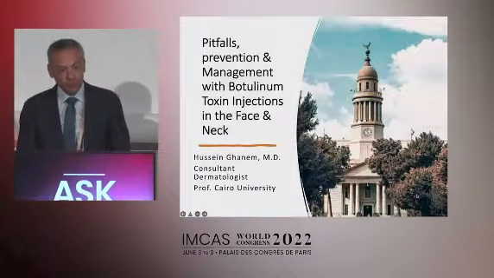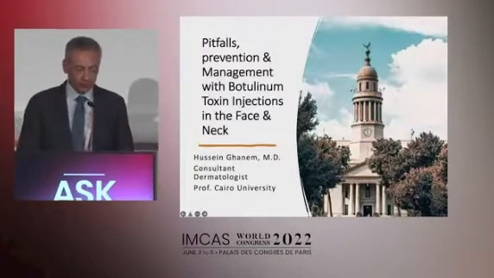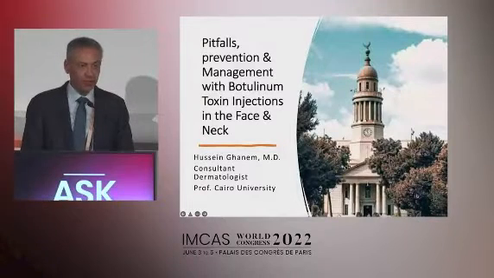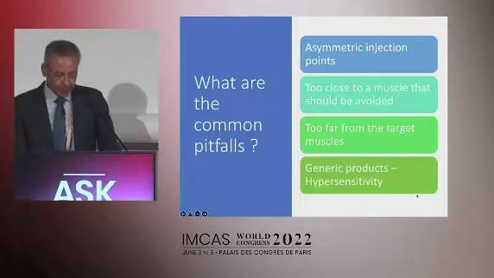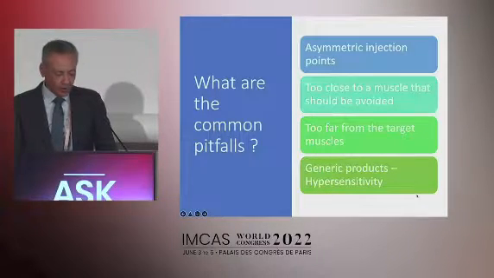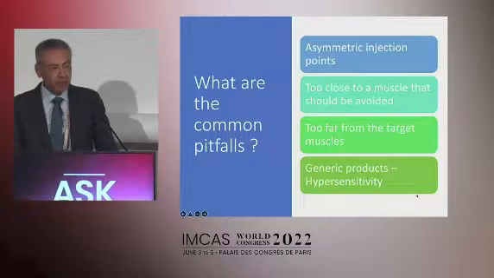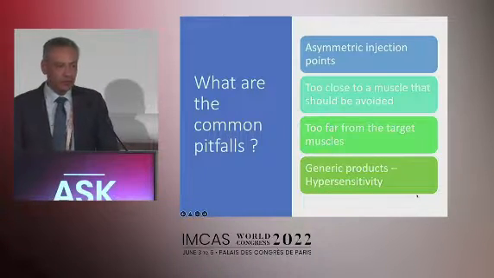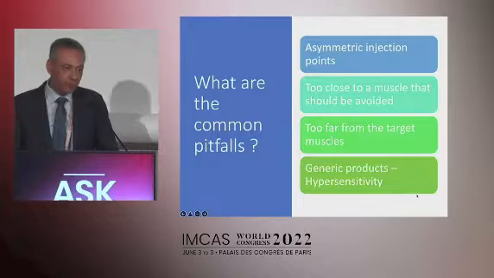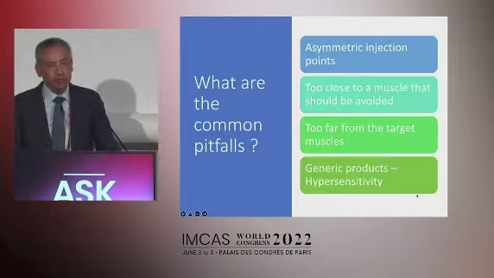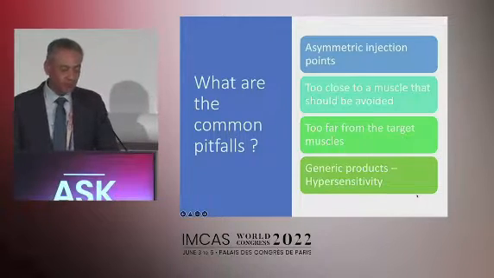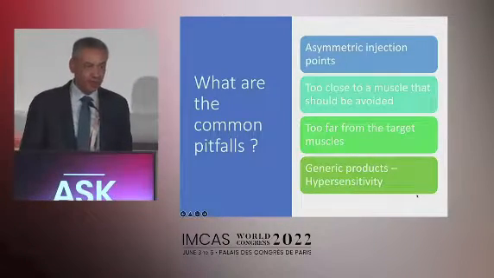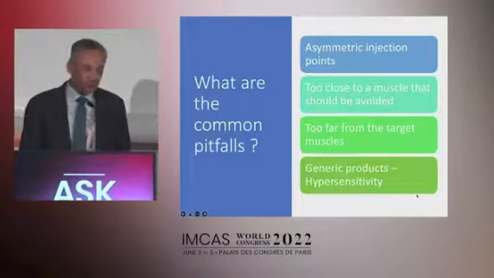A short review about the common side effects or complications from botulinum toxin injections and how we can manage them. So what are the common pitfalls? Either asymmetric injection points, leading to one eyebrow, for example, higher than the other, or getting too close to a muscle that should be avoided, or getting too far from a muscle that we're targeting, or using generic products that could cause hypersensitivity reactions.